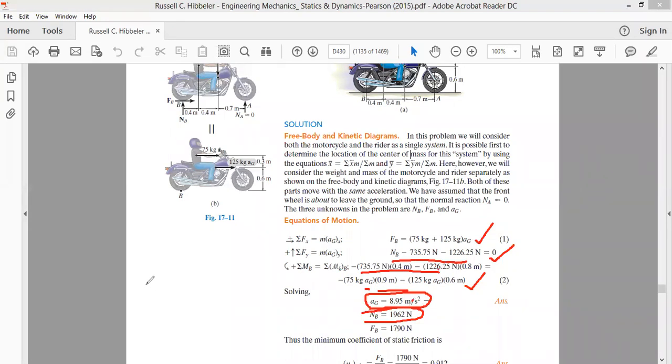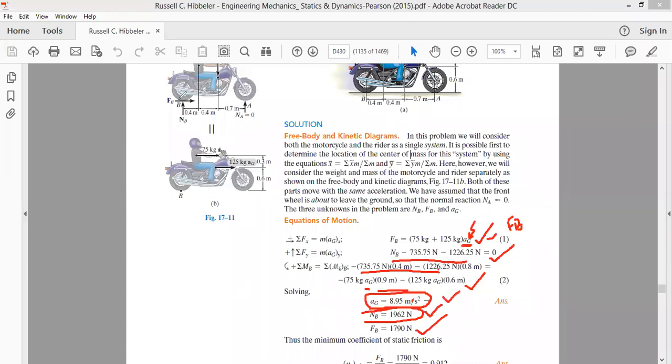Now, as far as FB is concerned, substitute the value of AG in this equation. Once we substitute the value of AG, we'll get the value of FB as well. Frictional force at the wheel has to be 1790 Newton. The reaction at B will be 1962 Newton, and the acceleration of the entire system will be 8.95 meter per second square.